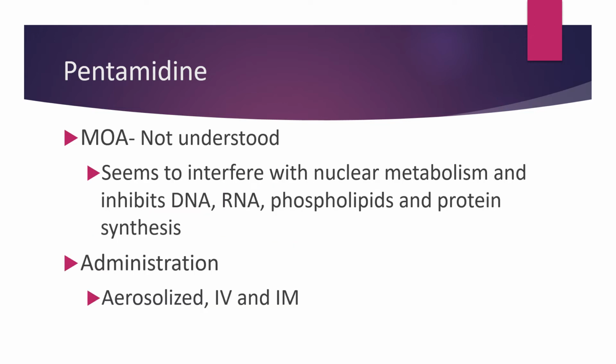The mode of action for pentamidine is not understood very well, similar to the mode of action for xanthines, right? Remember xanthines? But the mode of action for pentamidine seems to interfere with the nuclear metabolism, and it inhibits that DNA, RNA, phospholipids, and protein synthesis, so it should help slow down. It's a prophylactic for the PJP. When we give it, it's nebulized, right? It's usually nebulized, and that's where I talked about that being a Respirgard II nebulizer.